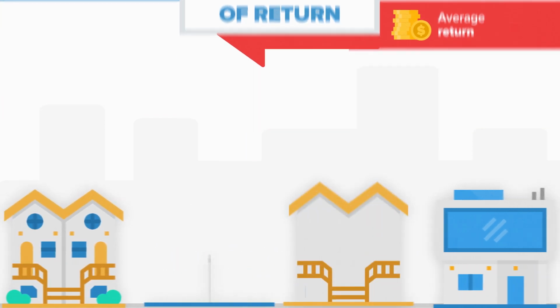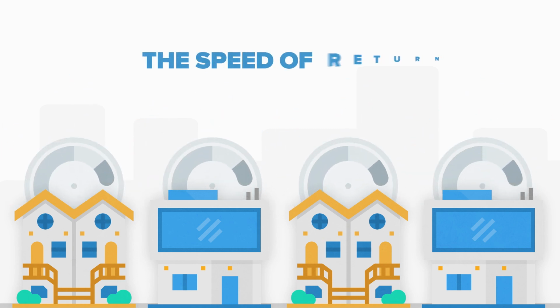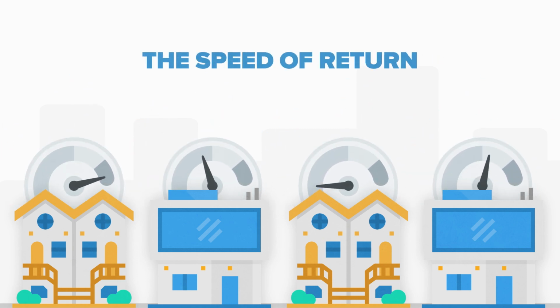The IRR is the metric you can use to quantify the speed of your return. So when you're comparing several properties to one another, you can see with more clarity which one is better from the standpoint of returning your money to you the fastest.